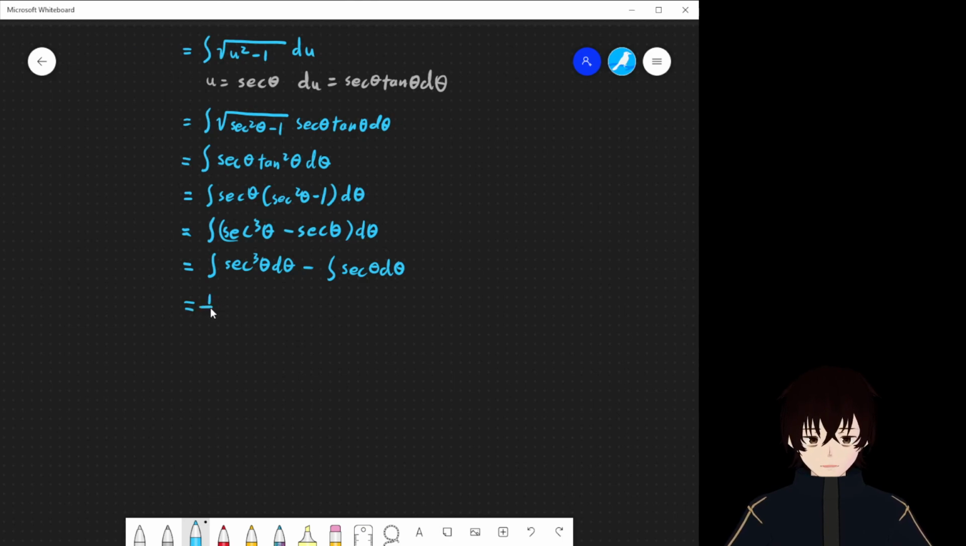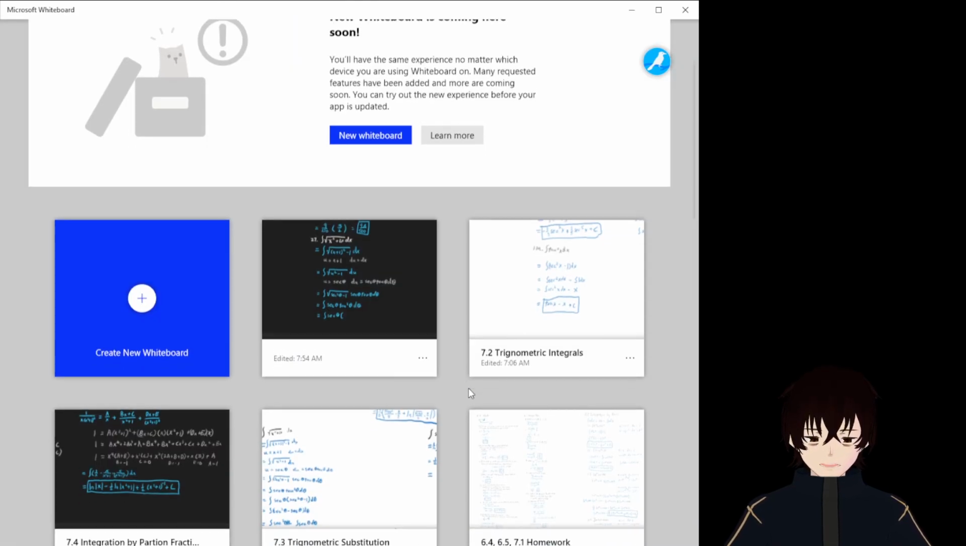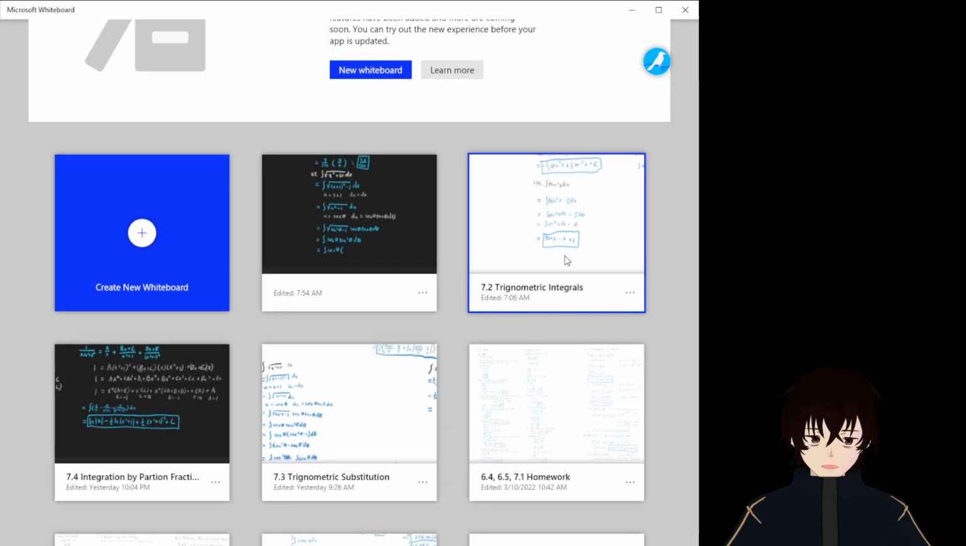Secant cubed theta would be 1 over 2 times secant theta tangent theta minus natural log of secant theta plus tangent theta. Did I memorize that correctly? Let's check, because I know I have that in my notes somewhere.